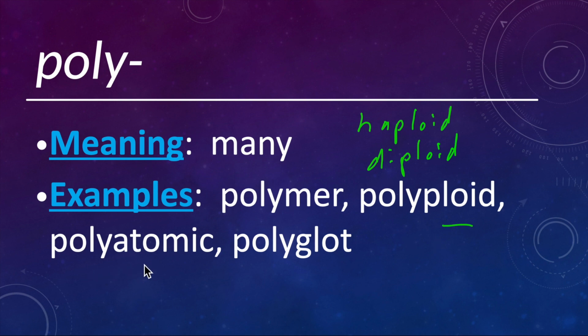Polyatomic refers to many atoms, so polyatomic ions, like our carbonate ion. It's a single ion that has a carbon atom, 3 oxygen atoms, so it's 4 atoms total bonded together to make a polyatomic ion. And then polyglot refers to someone that can speak many different languages.